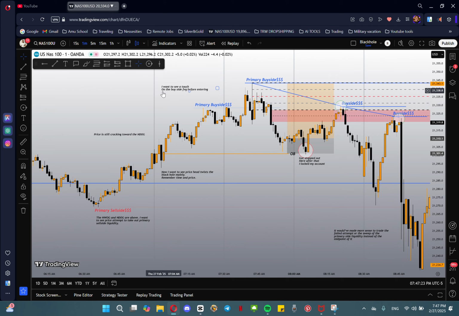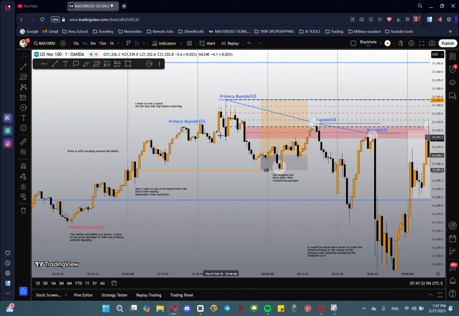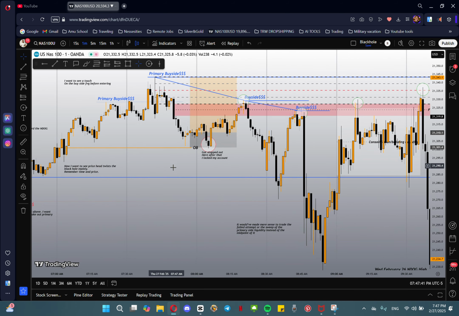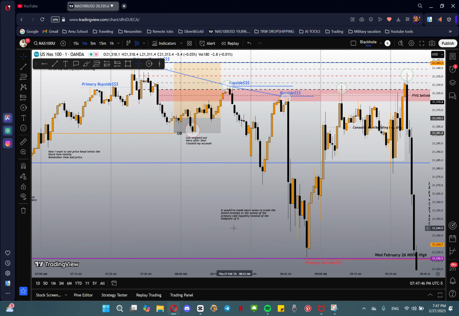I want to see a touch on the buy side fair value gap before entering. So the buy side fair value gap was this one, which it did, and that's why I took it, and then that triggered that loss. But after that, I locked my account. It would have made more sense to trade the failed attempt or the sweep of the primary sell side liquidity, instead of the midpoint.